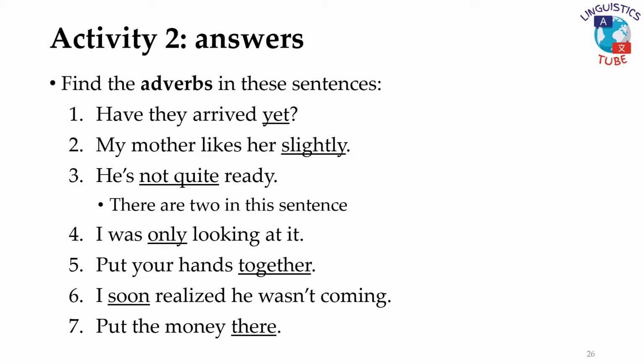In sentence 4, the adverb modifies the verb looking because it gives more detail on how much the speaker was looking. In sentence 5, the adverb modifies the verb put because it gives more detail on how to put your hands. In sentence 6, the adverb modifies the verb realized because it gives more detail on when the speaker realized. And in sentence 7, the adverb modifies the verb put because it gives more detail on where to put the money.